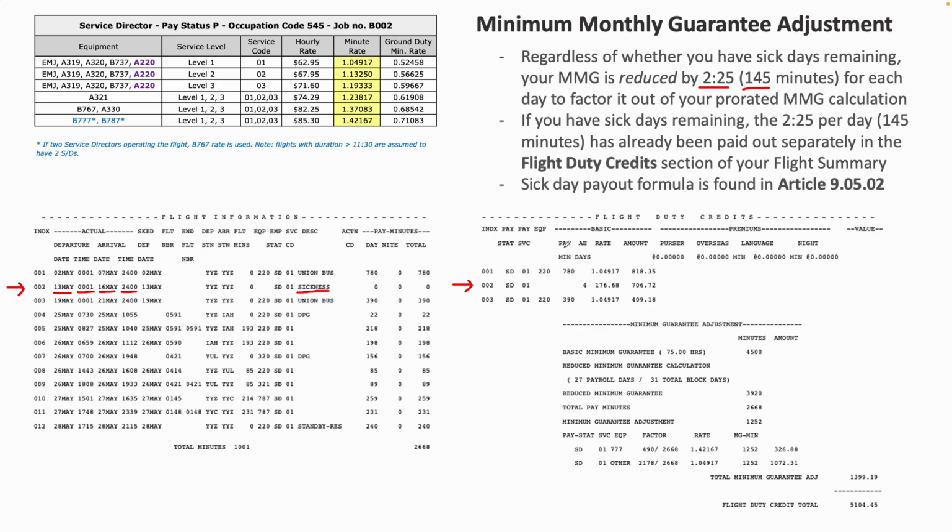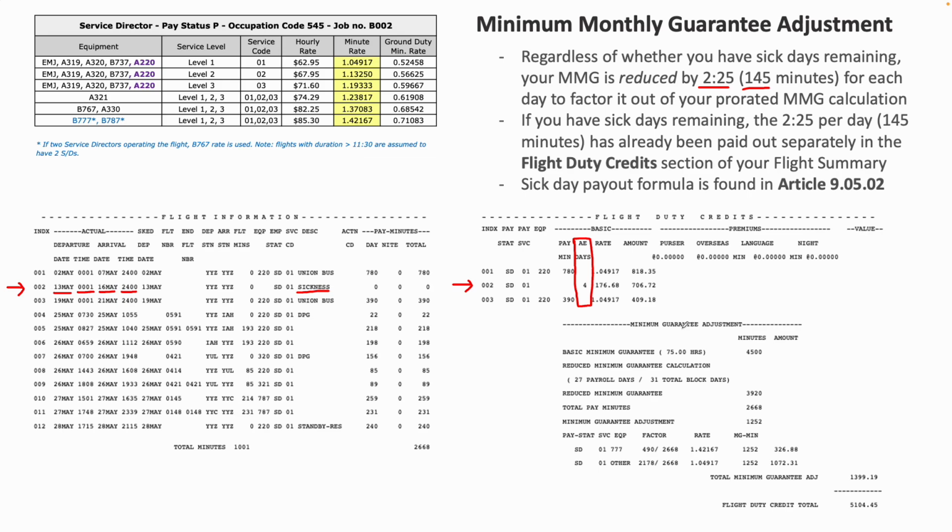Notice that for the majority of items in flight duty credits, we see a number of payable minutes. So there are 780 minutes, for example, that are payable for index item 1, and 390 payable minutes for index item 3. We see something different for index item 2. We see instead that there is a number that falls within a column known as AE days.